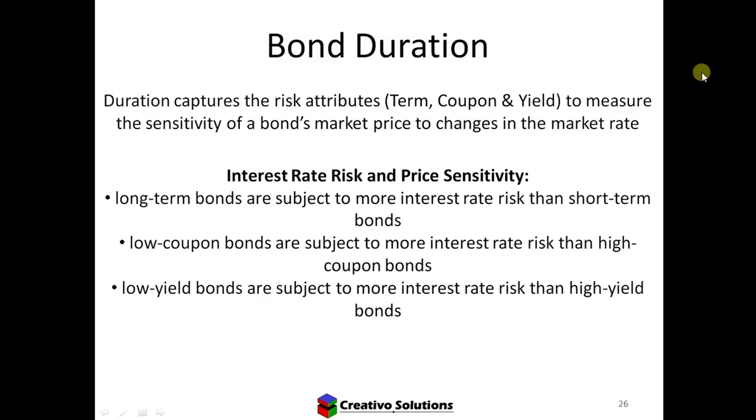The word duration is looking at this concept of risk and how the term of the bond, the coupon of the bond, and the yield of the bond is going to affect how this bond will be affected by changes in what's happening in the market in terms of interest rates. So how sensitive is this bond to changes in the interest rate in the market? Some bonds will react a lot when rates change in the market. Some bonds won't react as much.